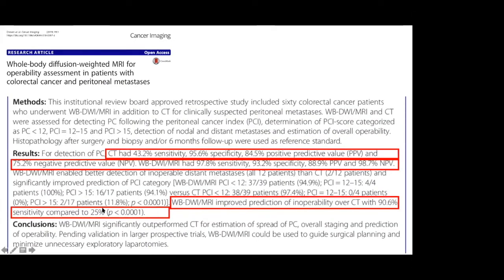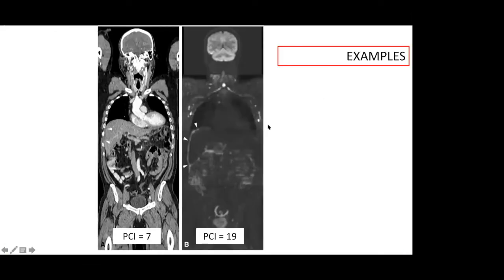Because, as shown by this paper, whole body diffusion MRI for the operability assessment in patients with colorectal cancer and peritoneal metastases, compared to CT, shows that CT only has a 43% sensitivity for peritoneal mets, compared to 98% sensitivity of whole body MRI. And in fact, looking at the prediction of inoperability, CT had only 25% sensitivity, while whole body attained 91% sensitivity.